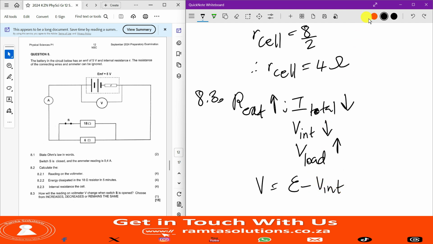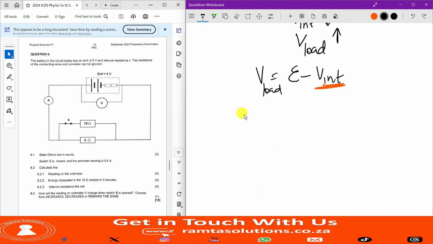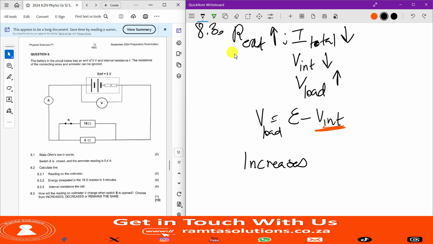What happens if this guy decreases? If this guy decreases, the difference increases. So when the difference increases, V load increases. Now to answer the question, our answer is increases. So do you see? I'm not just giving you an answer, I'm explaining how you got that answer.